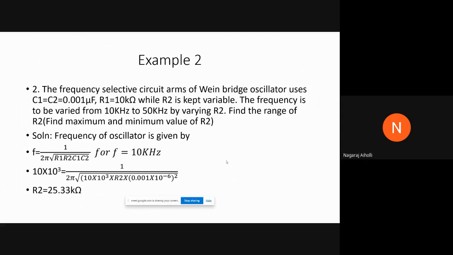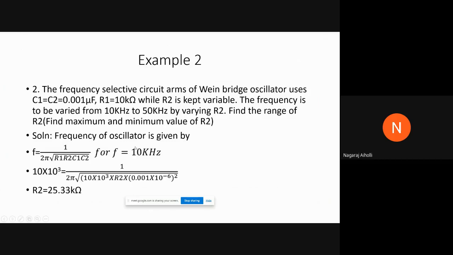Okay. Here read the question first. The frequency selective circuit arms of a Wien-Bridge oscillator. In the Wien-Bridge oscillator, they use the values C1 is equal to C2 is equal to 0.001 microfarad, R1 equal to 10 kilo ohms. R2 is variable. So we have to vary the frequency from 10 kilohertz to 50 kilohertz by varying the value of R2. Then they are asking to find the value of R2 maximum and R2 minimum, or find the range of R2, or find the maximum and minimum value of R2.